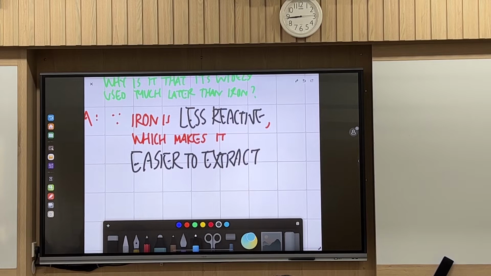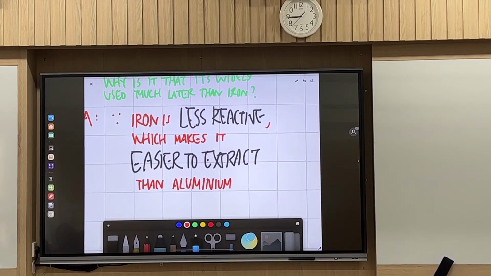So you do not expect to find a block of aluminium lying on the floor in nature. Metals are not found like that. Metals are found trapped inside an ore. So you need to do something to pull the metal out from the ore, to extract it. That's called metal extraction. So iron is easier to extract than aluminium.